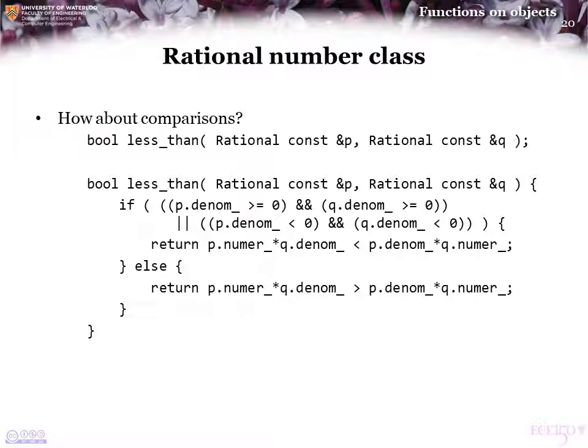Thus, the implementation of a comparison operation for rational numbers is slightly more complex. If both denominators are positive or both denominators are negative, then we can use the standard formula. However, if this condition is false, then exactly one of the two denominators is negative, in which case we have to change the orientation of the comparison.